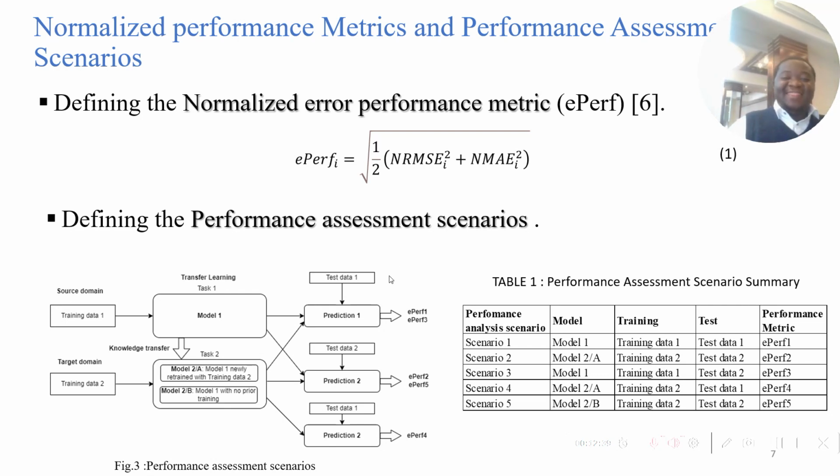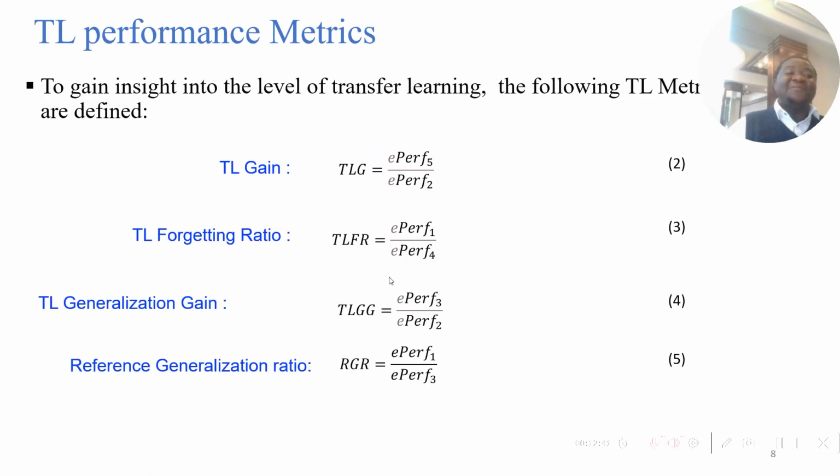Now, this leads us to some metrics that we are suggesting to the scientific community that we refer to as transfer learning gain, that we calculate actually by doing the ratio of ePerf5 over ePerf2. Another one, we call it transfer learning forgetting ratio.